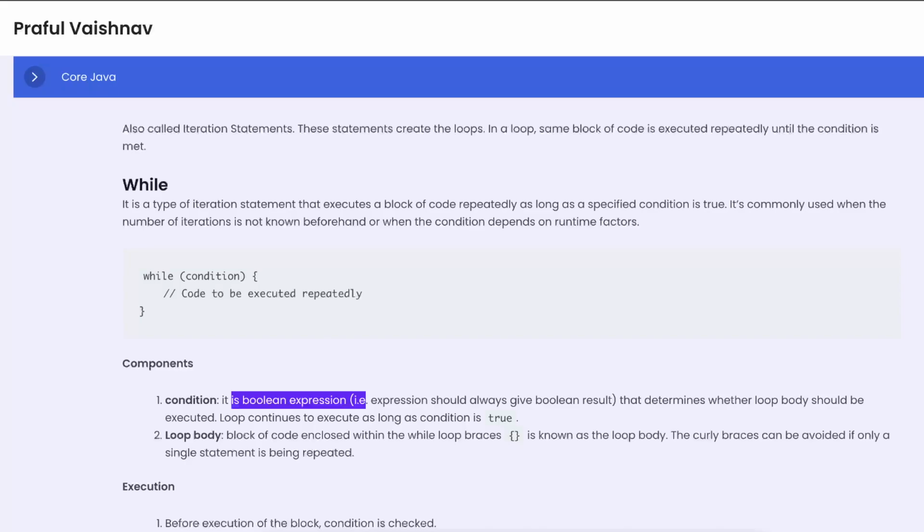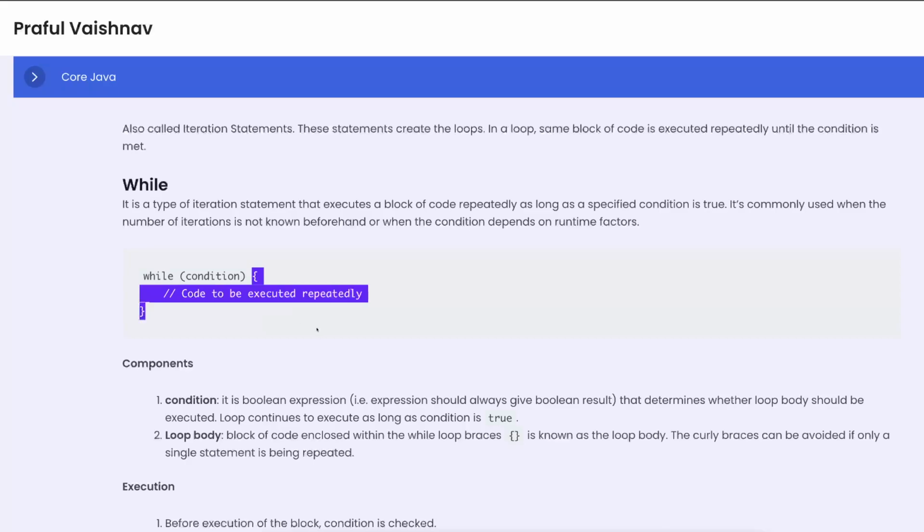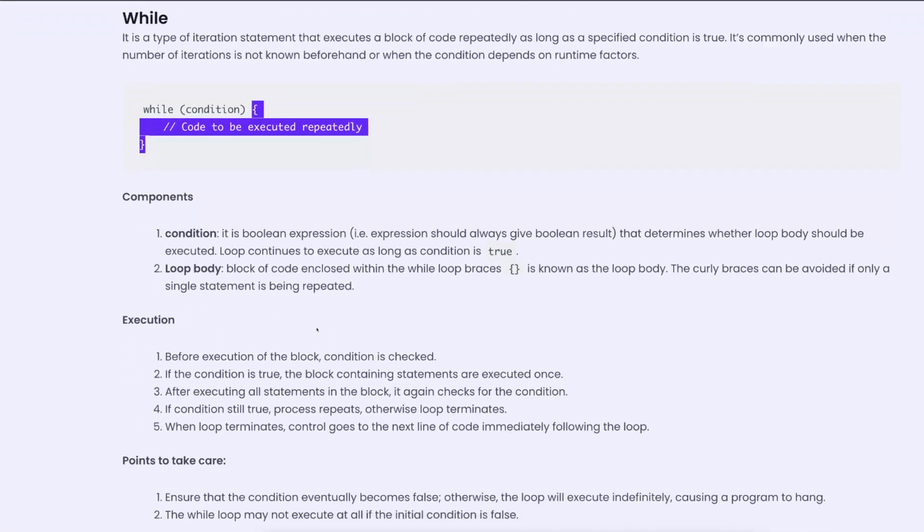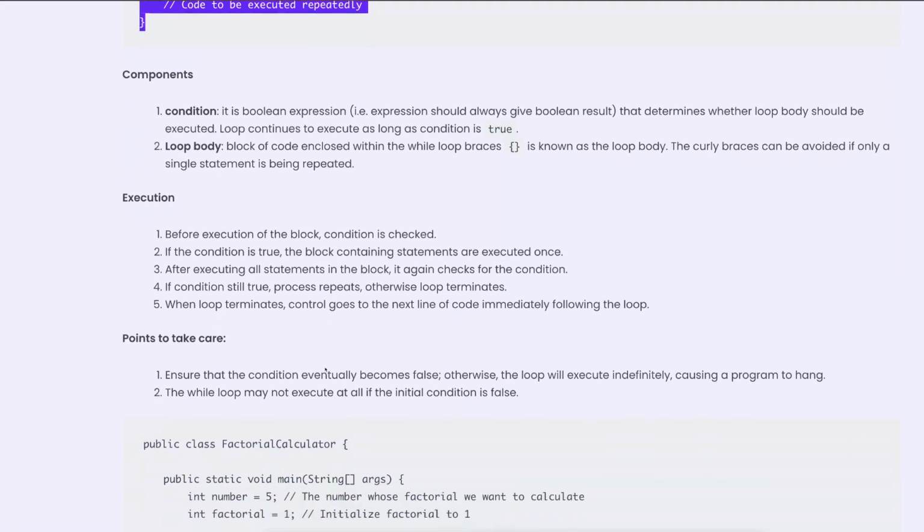And loop body, it is a block of code. All the statements inside these curly braces are called the loop body. And curly braces can be avoided if only a single statement is repeated. We have seen this in the example of if: if there is only one statement, we can avoid the curly braces. But it's always a good practice to have curly braces even if there is a single statement. So now how does it execute?